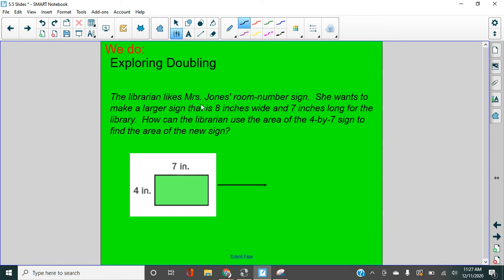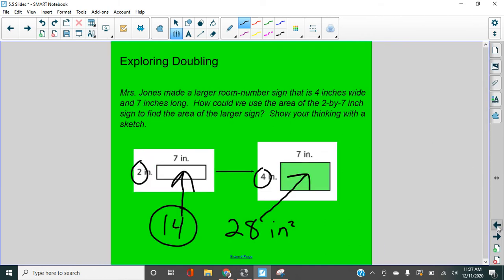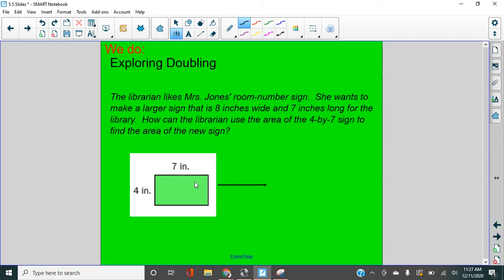Now the librarian likes Mrs. Jones's room number sign. She wants to make a larger sign that is 8 inches wide and 7 inches long. So look at this, right? We had 4 here, and now we're doubling that. This is now going to be twice as big. How can the librarian use the area of the 4 by 7 sign to find the area of the new sign?